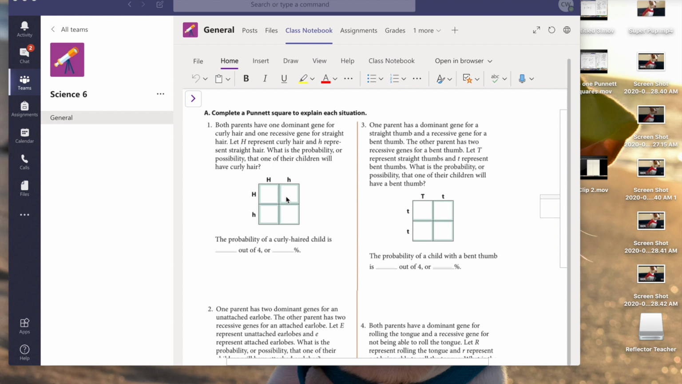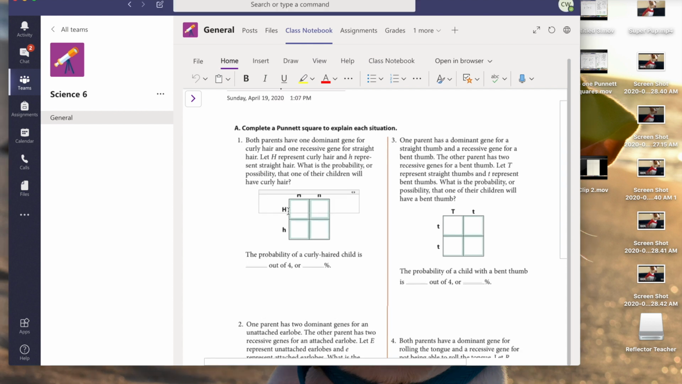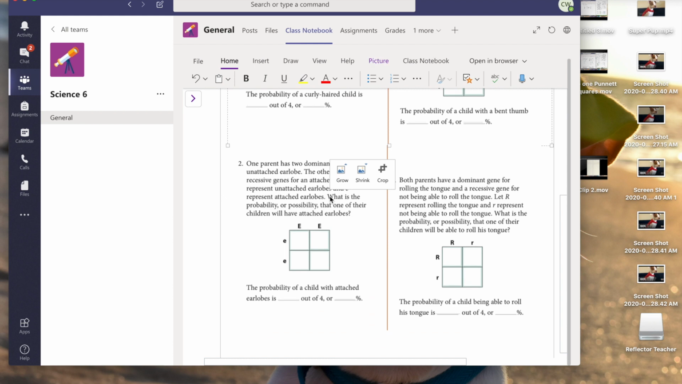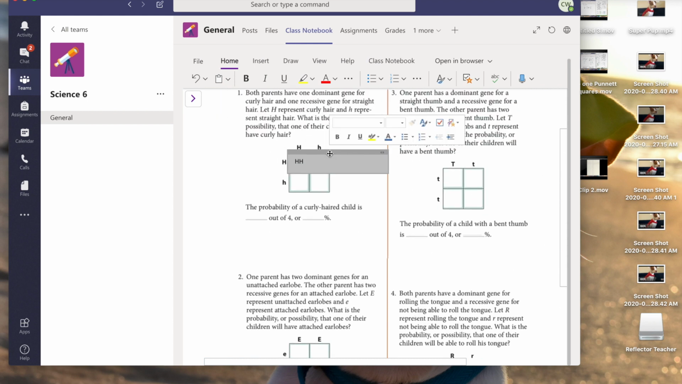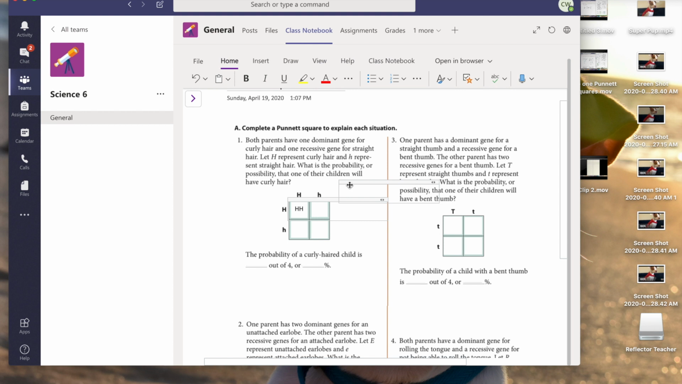So we're going to see what the chances are. They both have curly hair, but they both are hybrid for curly hair. So we're going to see what type of hair their children have and what the chances are that their children will have that type of hair. So I'm going to, as usual, double click and insert text. So here, if I take the H and the H, I'm going to have capital H, capital H. Here, let me make a new one and drag it over. I'm going to have one capital H and one lowercase h.